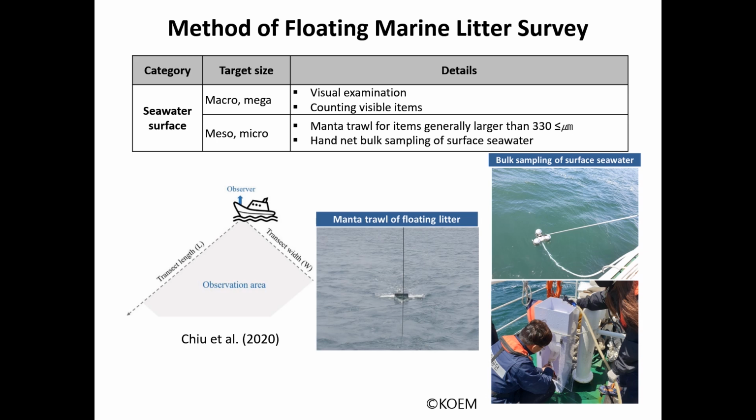In the case of observing marine litter in seawater, you can observe large litter from a ship and count them. In the case of microplastics, samples are collected using a Manta trawl, or samples are collected by taking a certain volume of seawater and studying the microplastics contained in it. Manta trawls generally have mesh sizes of 330 micrometers, and this is also the most common method of collecting microplastics in seawater.